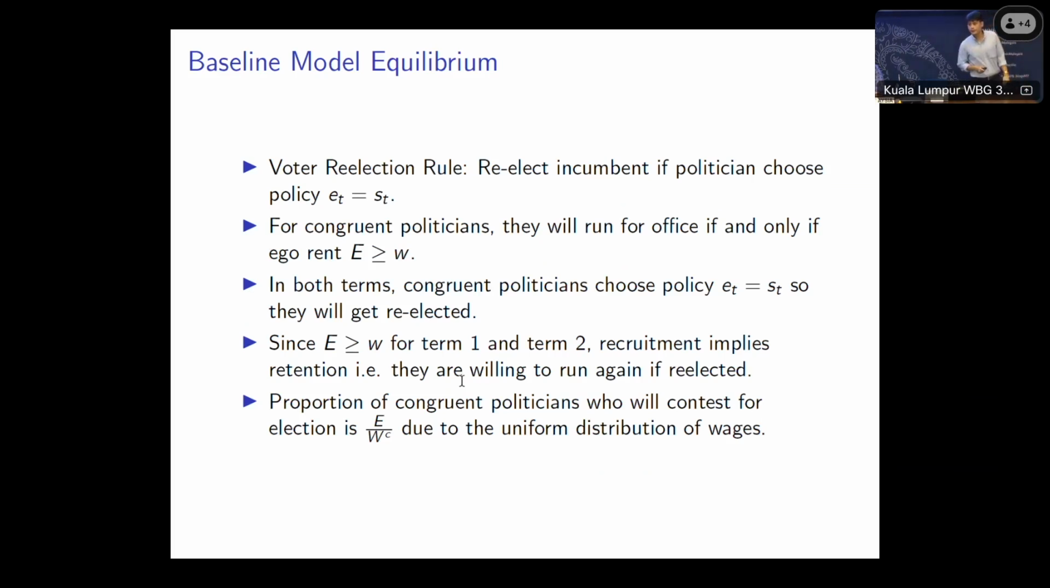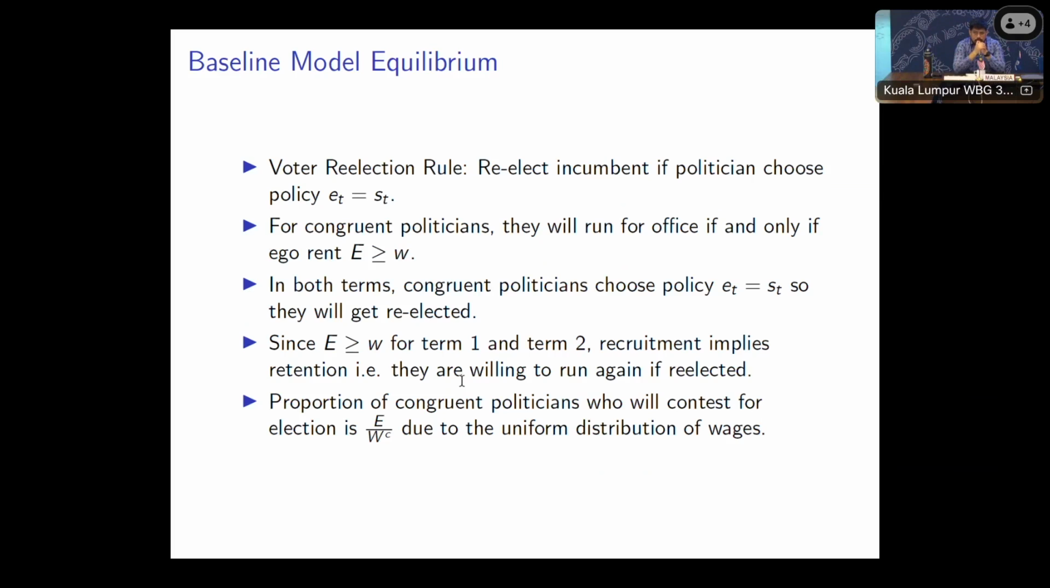But if I'm in the second term, I don't redraw my wage. It only draws at the start of the game. So if I get a second term, can I run again? Suppose I was elected and I was congruent. By definition, I choose A_t equal to S_t. Now, when the second time comes around, am I going to draw my W_t again? No, it'll be the same. Same W.